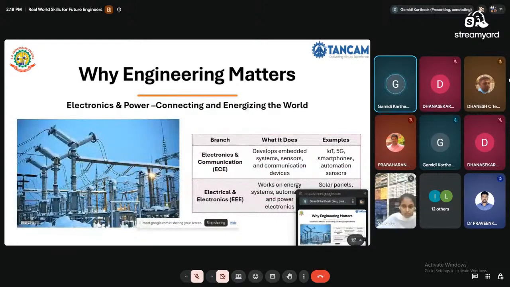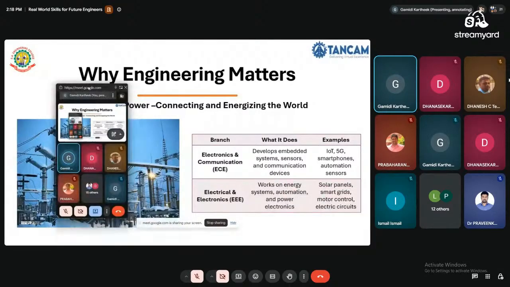In continuation to that, electronics and power. That is ECE and EEE, electronics and communication engineering, and electrical and electronics engineering. Here, embedded systems, sensors, communication devices related to IoT, 5G, the smartphones you are using, automation, sensors, all these come under electronics and communication.